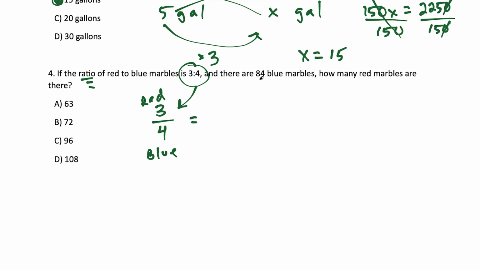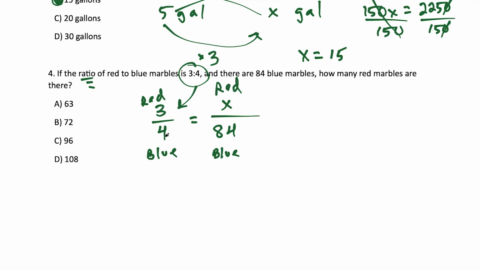And now what we're told is that there are 84 blue marbles. So I'm going to put 84 in the denominator because that's where the blue was written the first time in this first ratio. And we want to know how many red marbles are there. So we're going to put an X here in the numerator where the red marbles would go.